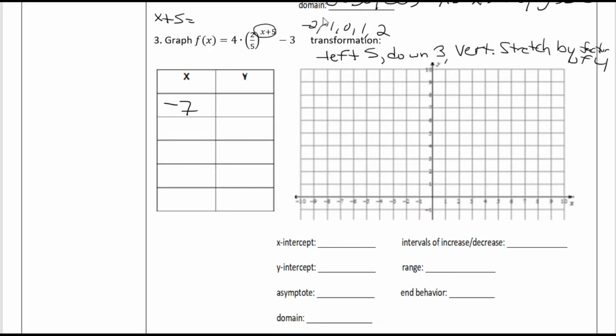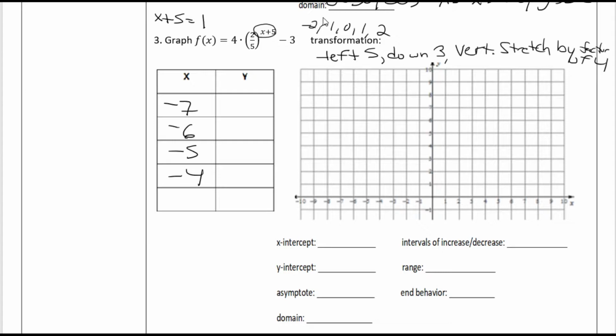All right, now let's try to get -1. What does x have to be to get -1? Well, it has to be -6, because -6 plus 5 is -1. What about 0? What does x plus 5 have to be to get 0? Well, x has to be -5. -5 plus 5 is 0. What about 1? What plus 5 is 1? Well, x has to be -4.